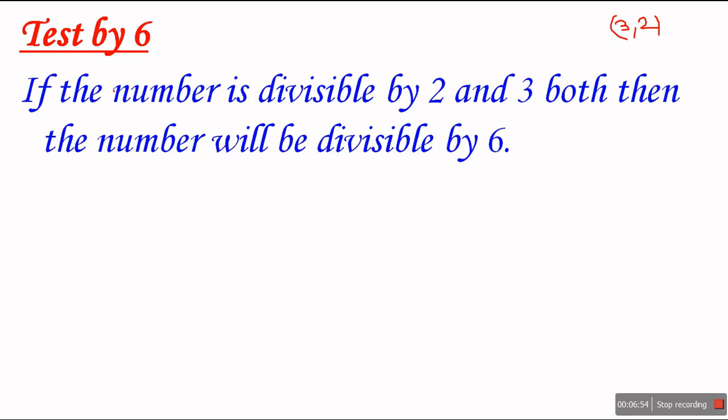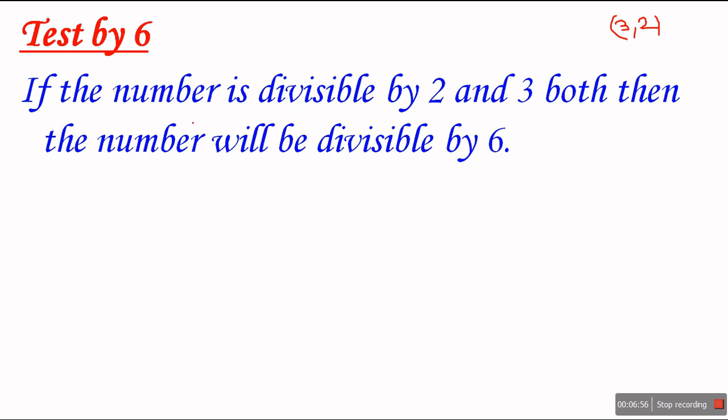Test by 6. Before going to test by 6, let us understand a basic concept: coprime. What is coprime? Two numbers are said to be coprime if their HCF is 1. For example, 2 and 3. There is nothing common between 2 and 3, so 2 and 3 together are called coprime. So let us move to test by 6.